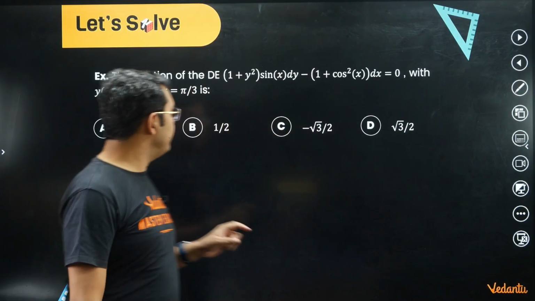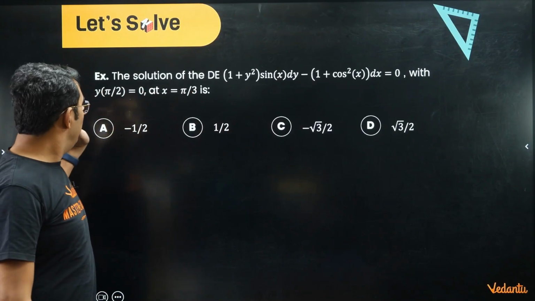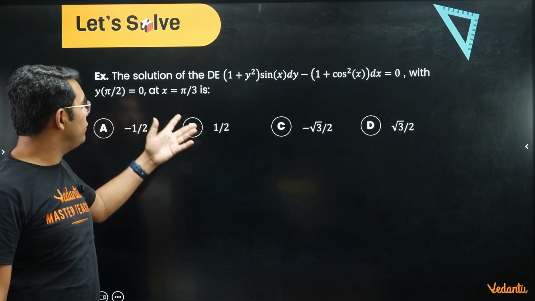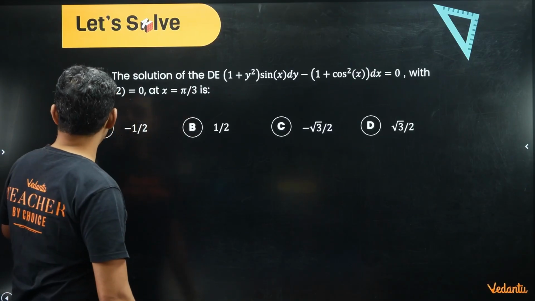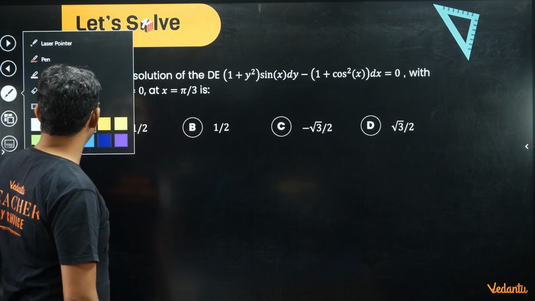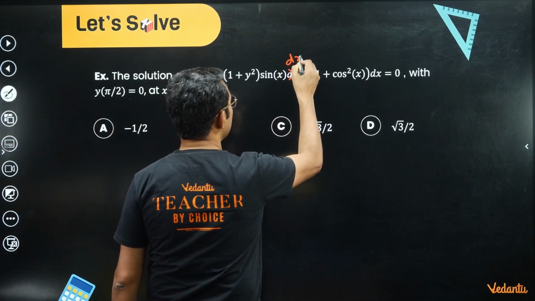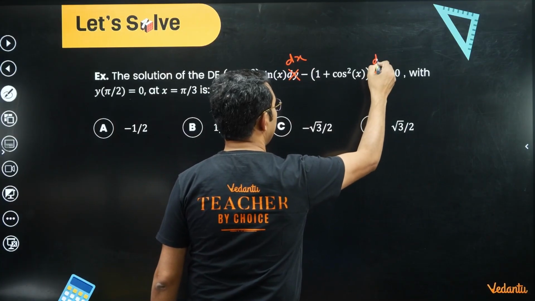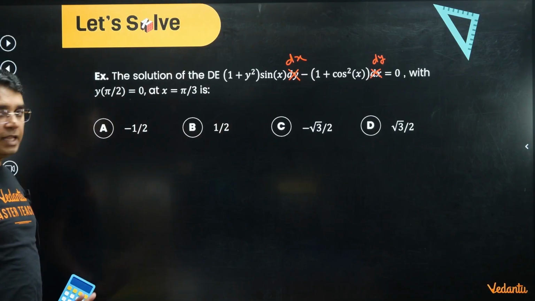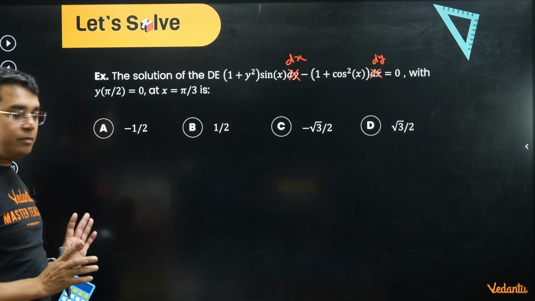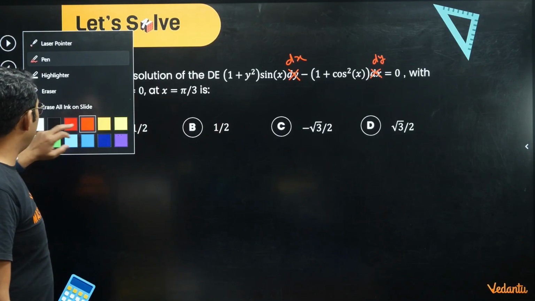The first question given is the solution of this differential equation with initial condition y of pi by 2 equal to 0, then we have to find the value of the function at pi by 3. Dear students, I think there is one error in this question. The error is that dy and dx are actually interchanged. They should be like this, then it will be done easily. Otherwise also you can do it, but this was meant to be done that way. The options are given that way only.